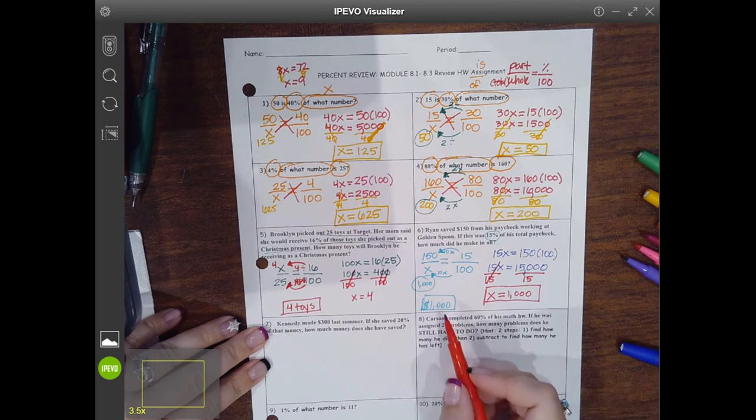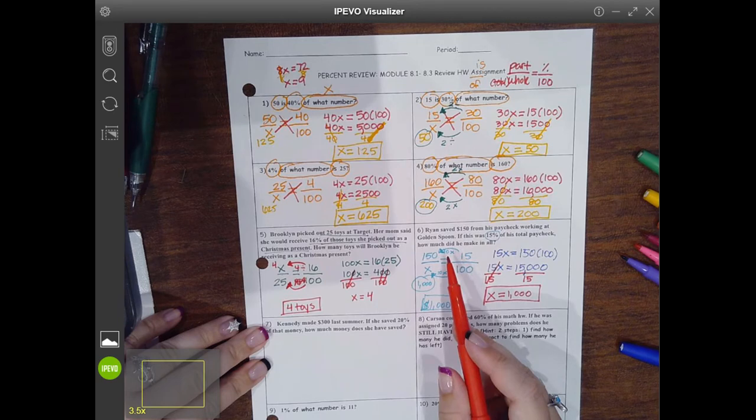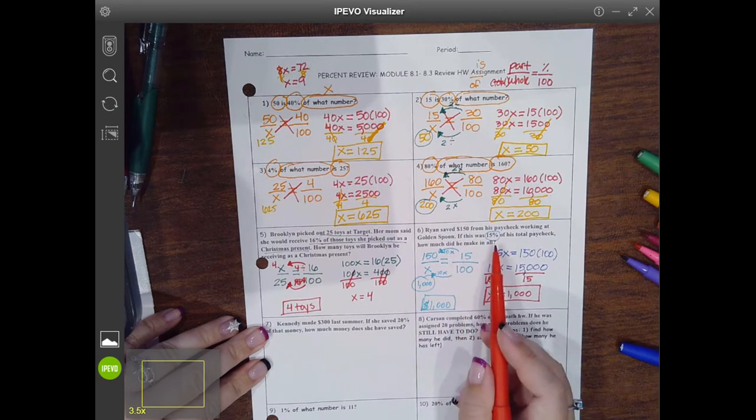How much total did he make? He made $1,000 and he only saved 150 of it, which makes sense. He saved a small amount. He only saved 15%.